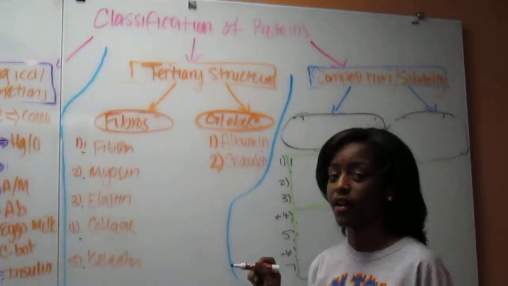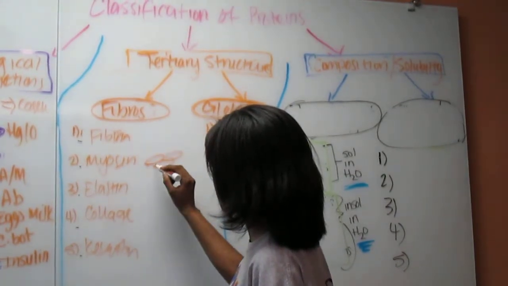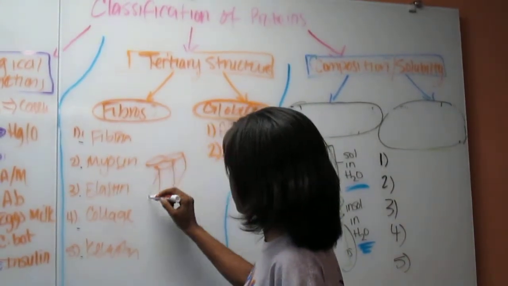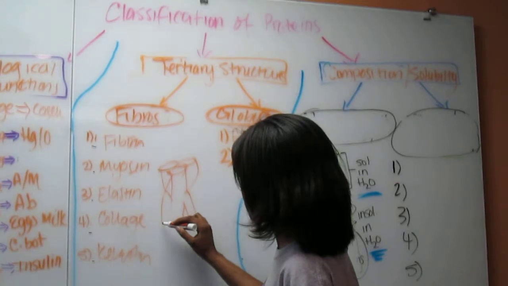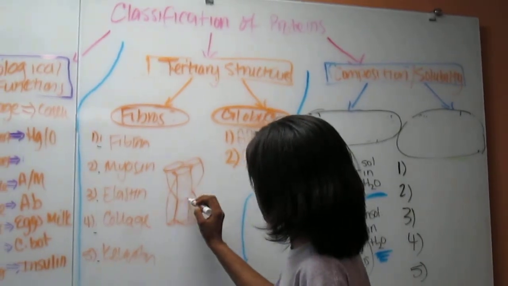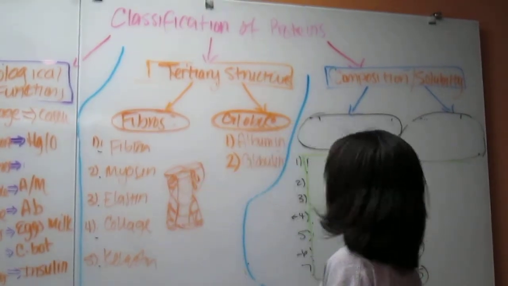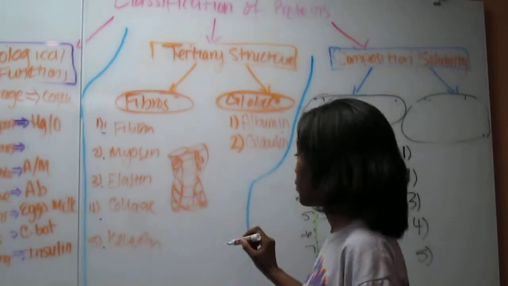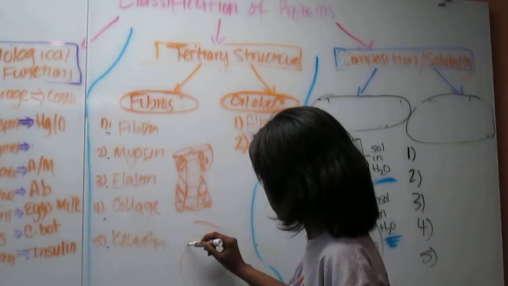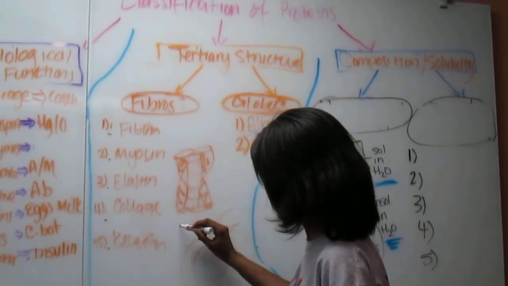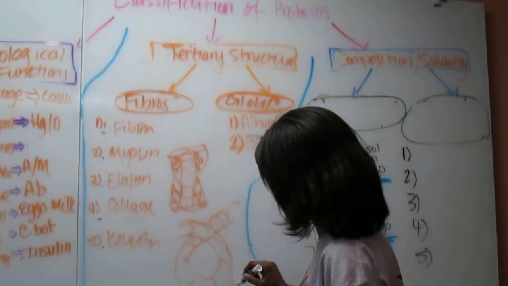An example of fibrous would be collagen, which is drawn in a similar structure like this. And a globular structure would be something like this. And this would be an example of myosin in meat.